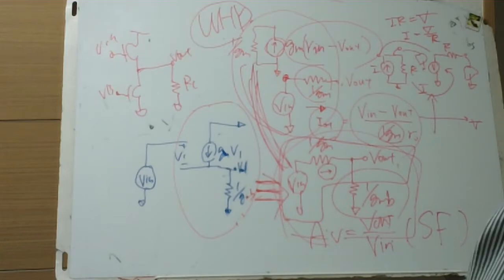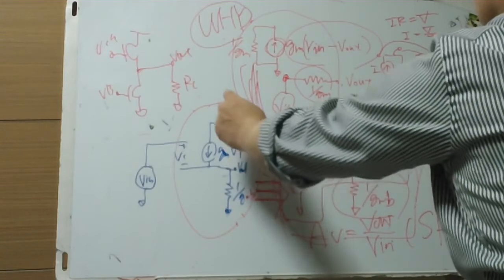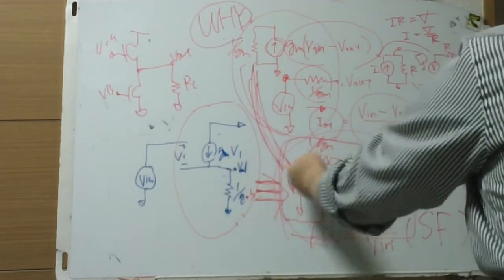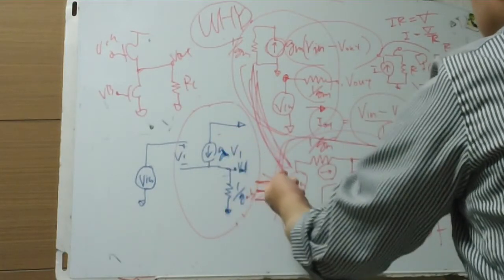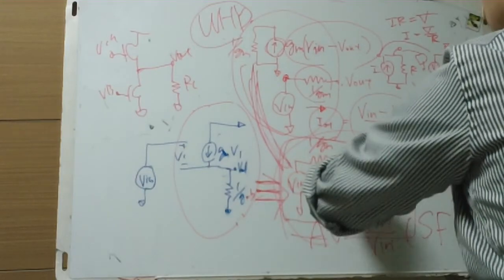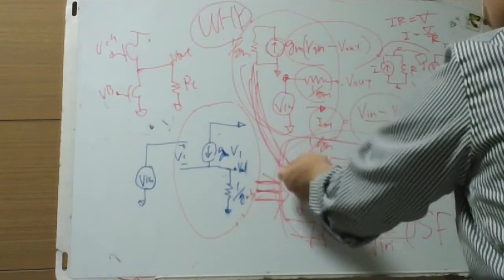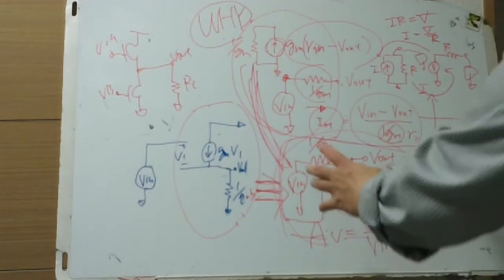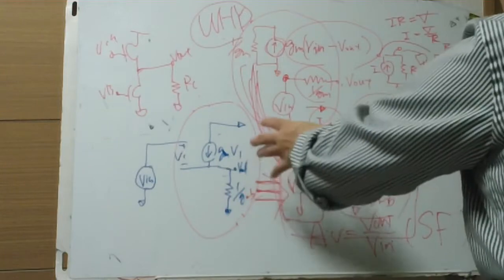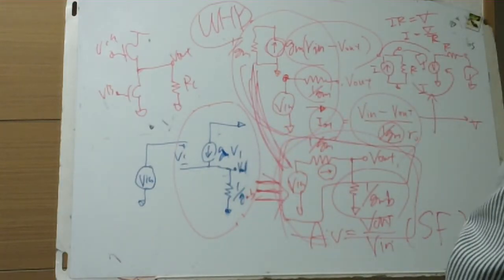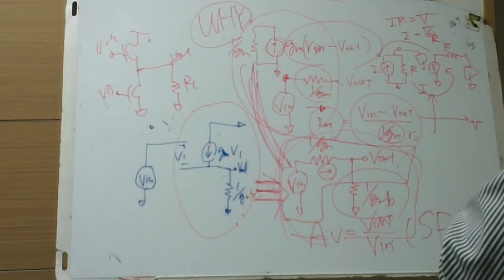So V in minus V out equals this V1, and this current is flowing through, the same current flowing through, interestingly, looking into the source, a resistance of 1 over Gm. But this representation is simple and almost the whole thing leads to the same result for the voltage gain AV.